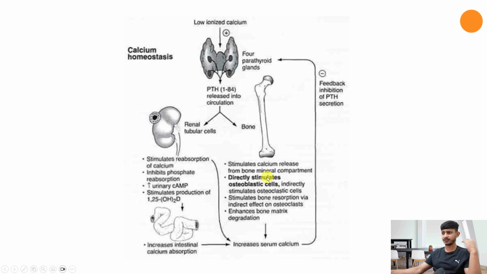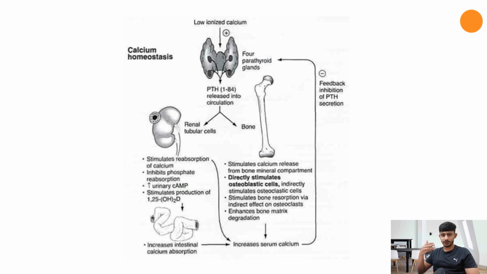It stimulates calcium release from the bone mineral compartment by stimulating osteoblastic cells, which indirectly stimulate osteoclastic cells. The mechanism is not very important, but I'm just telling you the functions. Then, in the renal tubular cells, it stimulates calcium reabsorption. The main goal of parathyroid hormone is to increase calcium levels in the blood by any way possible. So, whether it takes calcium from the bone, or increases calcium reabsorption from the kidneys, from the urine, it also inhibits phosphate reabsorption. So, it increases calcium levels in the blood and decreases phosphate levels in the blood.